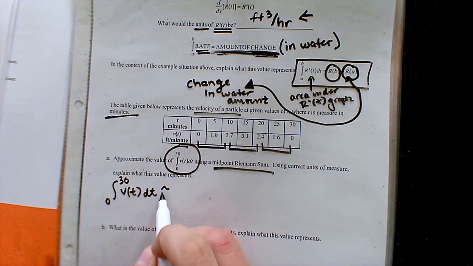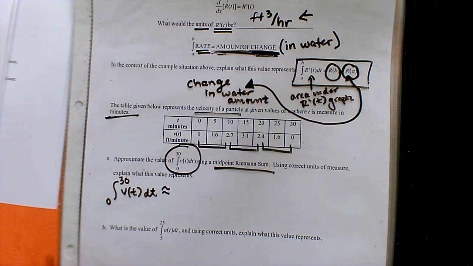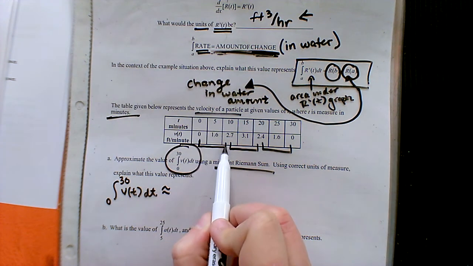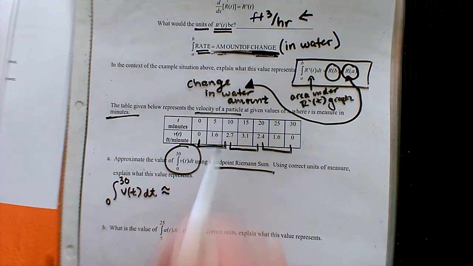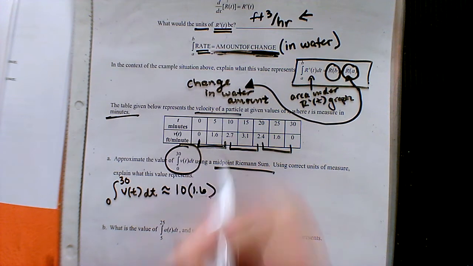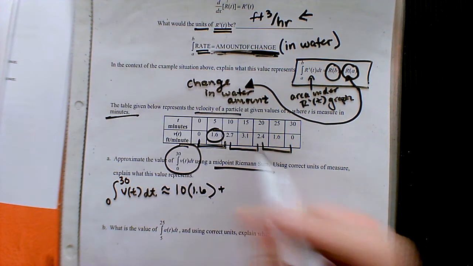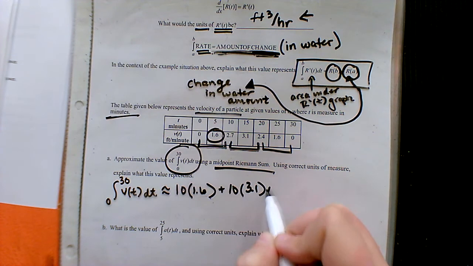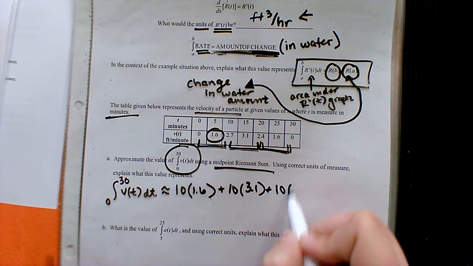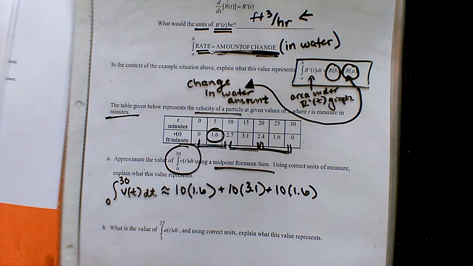So can we estimate this integral value using a midpoint? We have 3 sections, so we're going to need 3 area calculations. Can we list the base and the height for this first rectangle? 10's the base, okay. 1.6 the height, good. All right, so for the next one, it'd be another 10, 3.1, and then another 10, and 1.6.